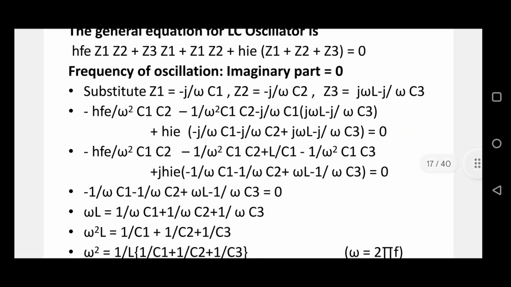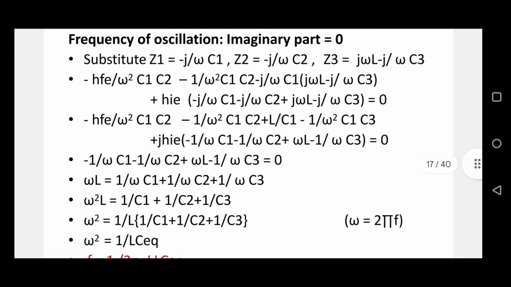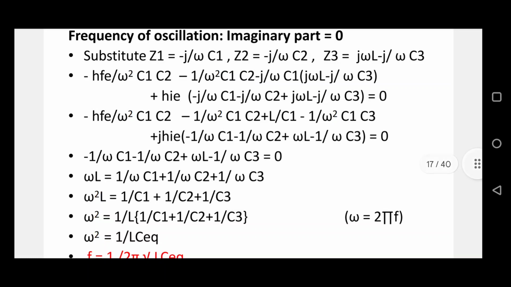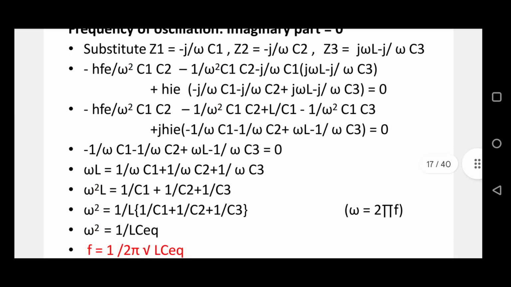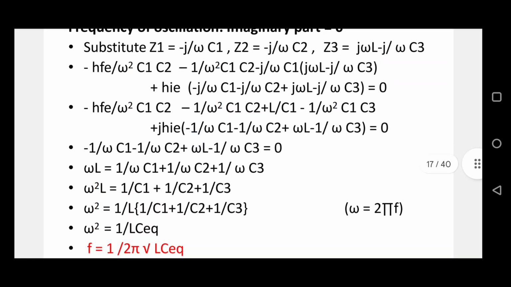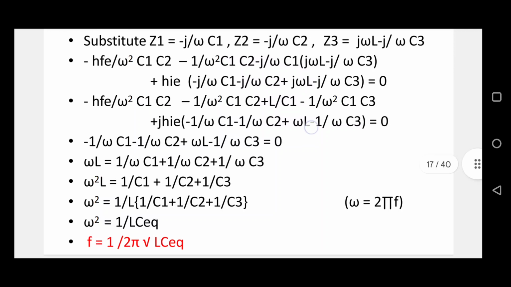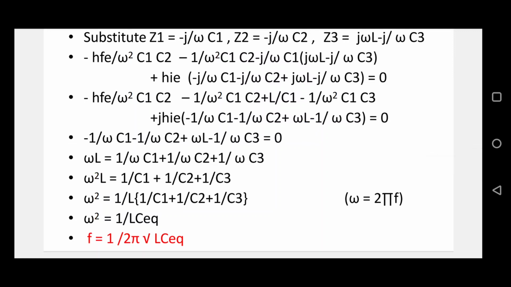So after substituting the value, we can get this equation like this one. Minus hfe divided by omega square C1 C2 minus 1 by omega square C1 C2 plus L by C1 minus 1 by omega square C1 C3 plus j(hie) into minus 1 by omega C1 minus 1 by omega C2 plus omega L minus 1 by omega C3 equal to 0.